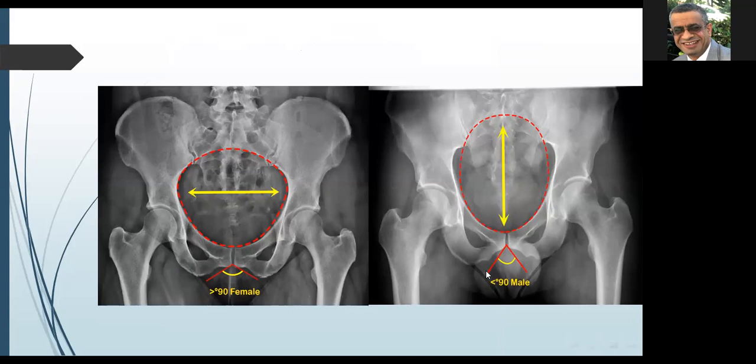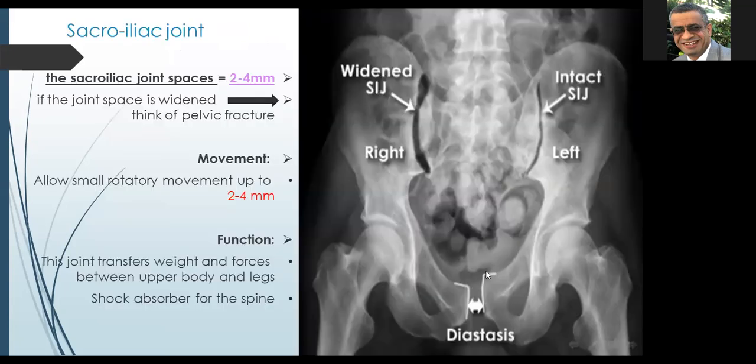The sacroiliac joint in X-ray has a normal diameter between 2 to 4 millimeters. If the joint space is widened, we think of pelvic fracture. Movement allows small rotatory movement up to 2 to 4 millimeters, not more. The function of this joint is to transfer weight and forces between the upper body and legs, and the other function is to act as a shock absorber for the spine.